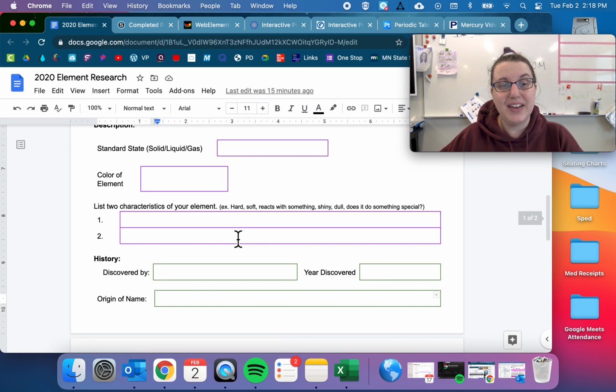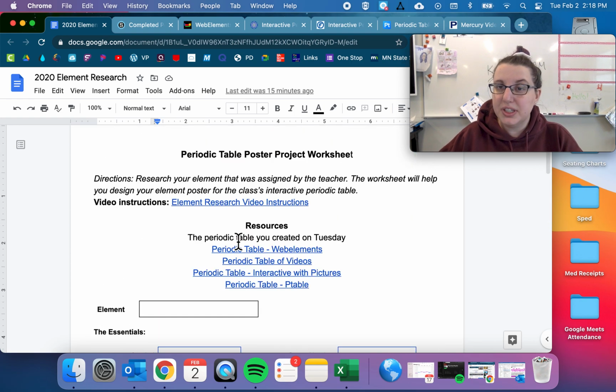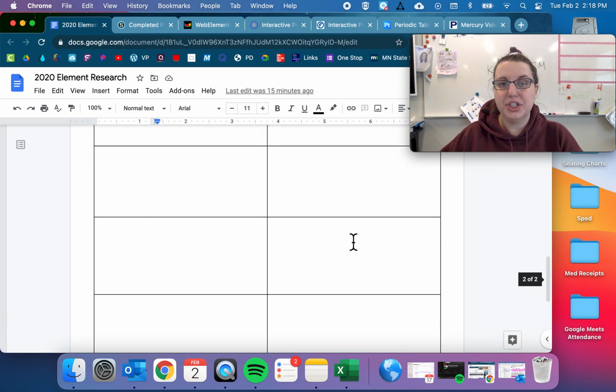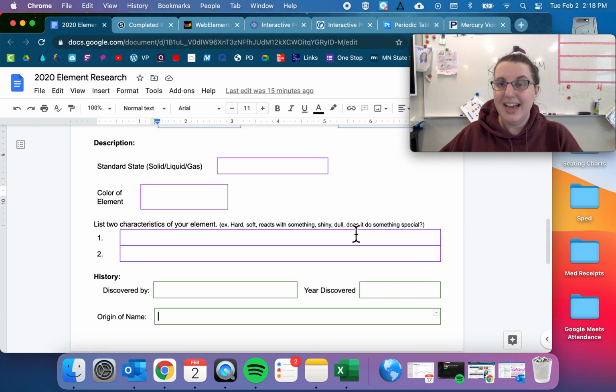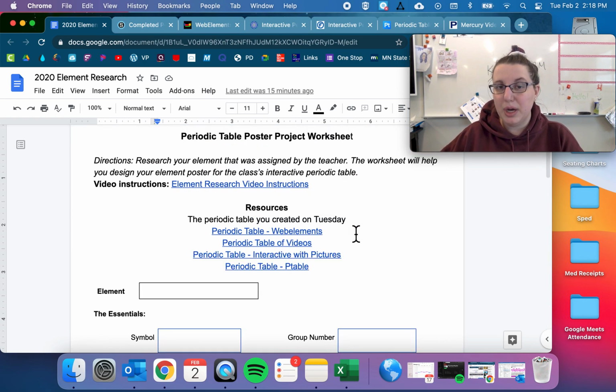Of course, if you can't find something, go ahead and try to Google it. If you don't understand quite what you're looking at, let me know and I can help you out, but definitely use these resources first. Once you are done with this worksheet, go ahead and submit it, and tomorrow you'll be making a poster using this same information.